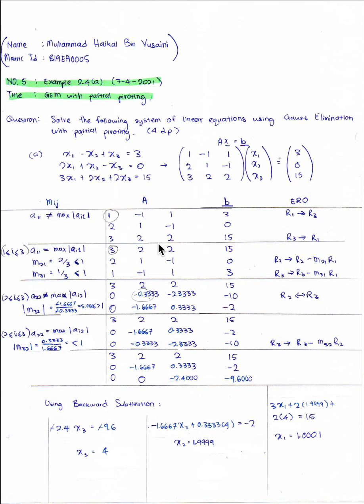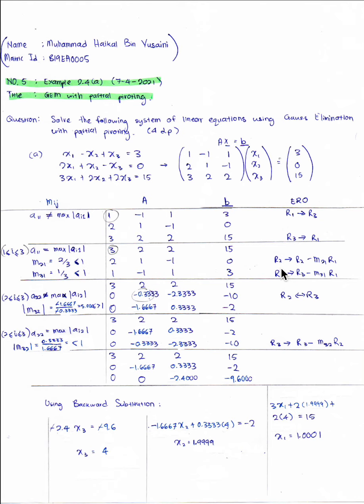After that, we have checked it. We must find the factors M21 and M31. This factor is to make sure that the A21 value and A31 value equal 0. So M21 here is 2 divided by 3, and the formula is A21 over A11. Also the same here, A31 divided by A11. We must make sure it is below 1. If it is not below 1, we must also change this matrix to get the factor below 1.